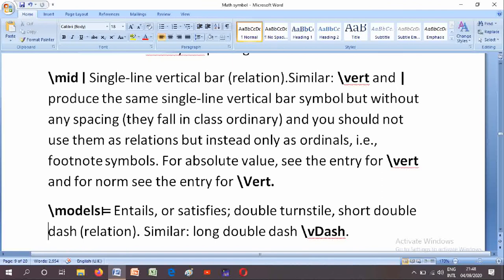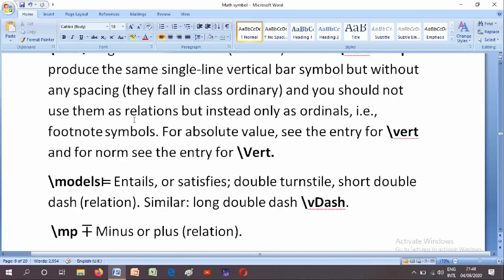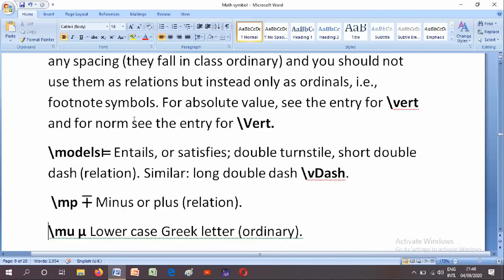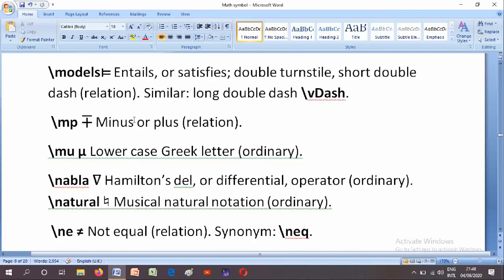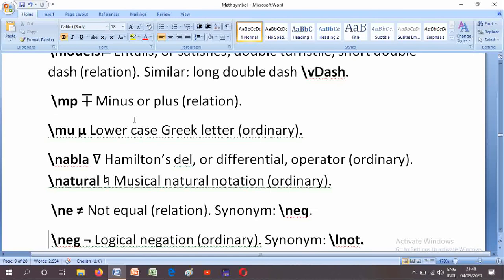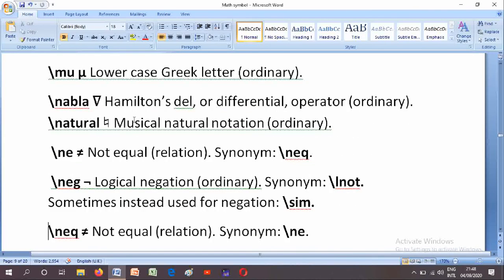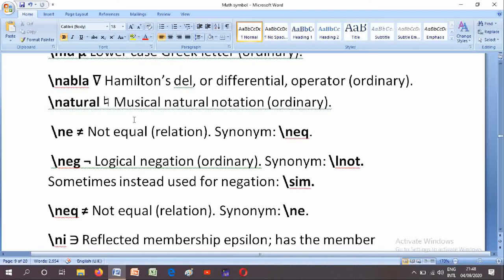\models, entails, is satisfied, double turnstile, short double dash, relation, similarly long double dash \vDash. \mp, minus or plus, relation. \mu. \nabla, Hamiltonian del or differential operator. \natural, musical natural notation. \neg, logical negation, ordinary, synonym is \lnot, sometimes instead used for negation is \sim.